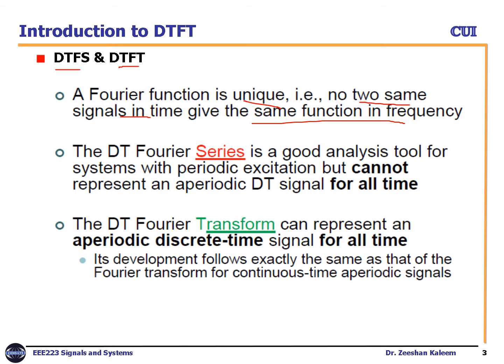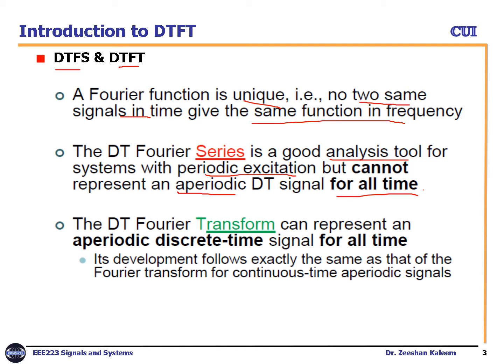So the discrete time Fourier series is a good analysis tool for systems with periodic excitation. It is good when the signal is periodic, but it cannot represent an aperiodic, or non-periodic, discrete time signal for all time. The Fourier series is possible for aperiodic signals as well, but not for all time instants. So for that we prefer the discrete time Fourier transform for a discrete signal.